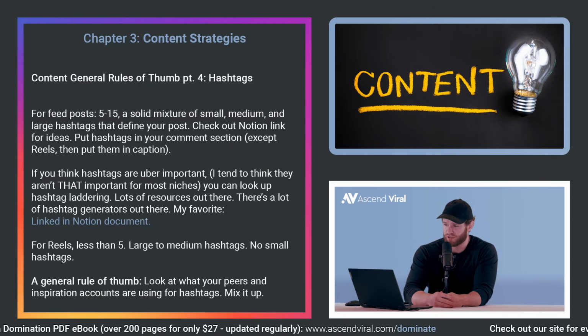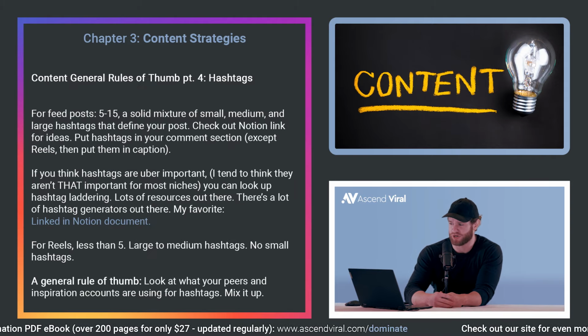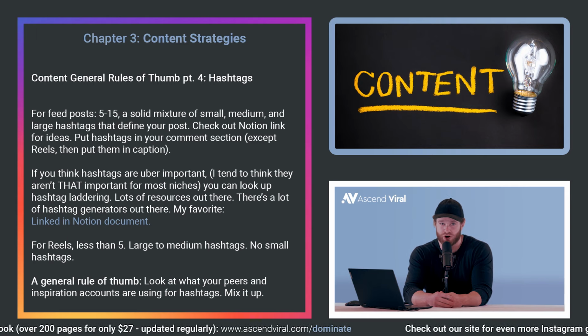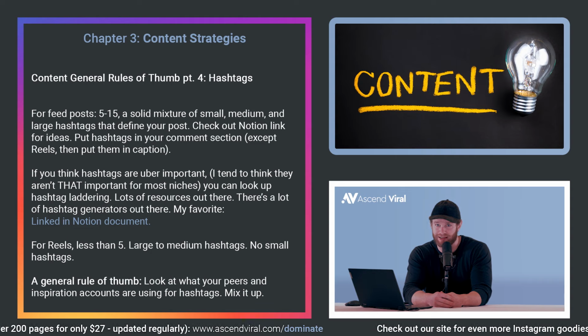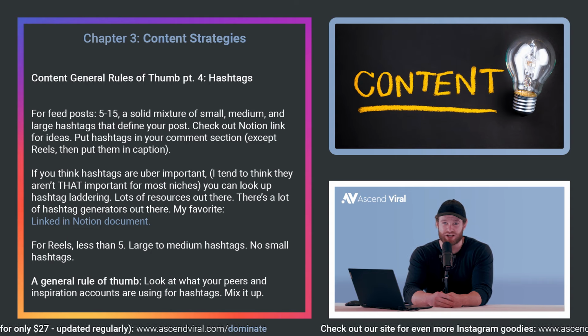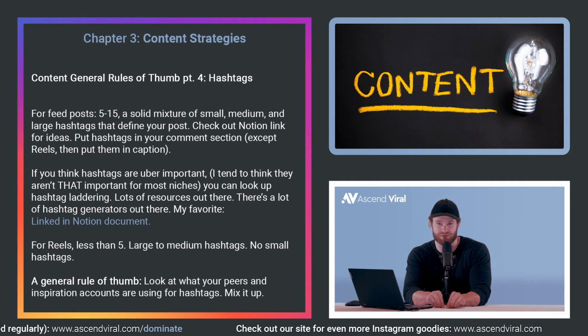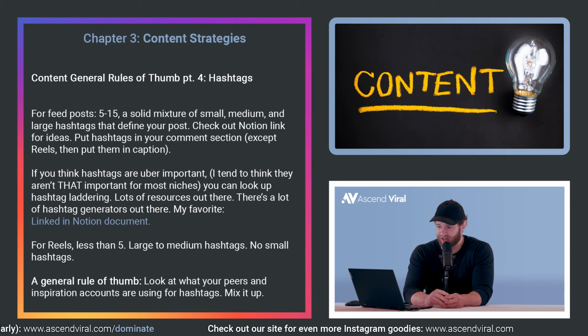Also, another general rule of thumb, look at what your peer accounts and inspiration accounts are using for hashtags. Copy them, put them in a huge notepad, and then rotate through them, applying them to specific posts. I don't like hashtag spam, so keep hashtags you use specific to that post. Don't use a hashtag that you wouldn't use to describe the post, as I think that probably counts against you to some extent. I don't think you need to use hashtags in every post if you don't want.